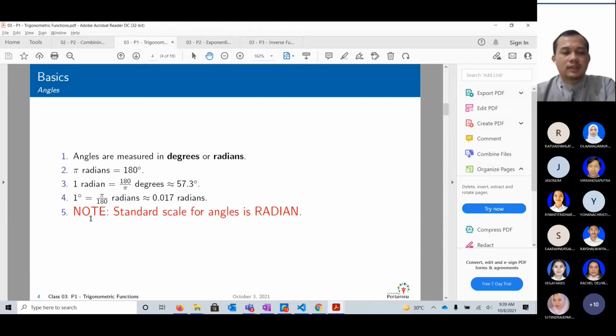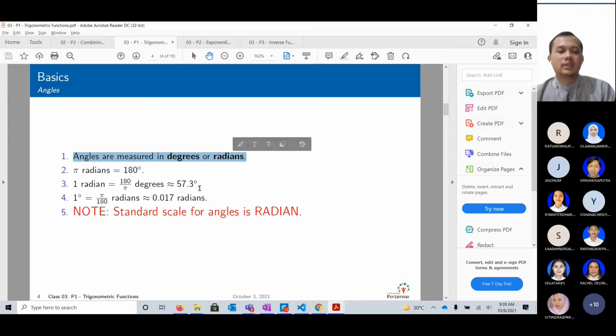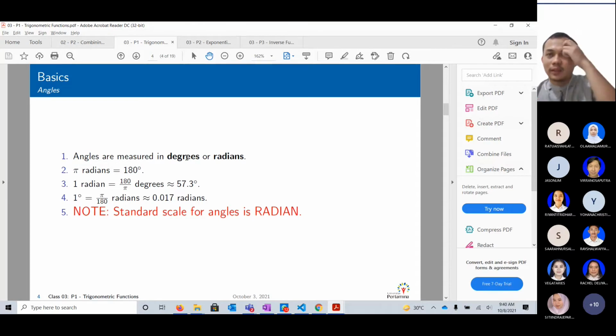So the basics of this is that angles are measured in degrees or radians. And I believe during high school, usually you will use degrees instead of radians. Am I correct or am I wrong? So you're familiar with degrees, or are you more familiar with radians for angles? Degree, sir. Degree, right?